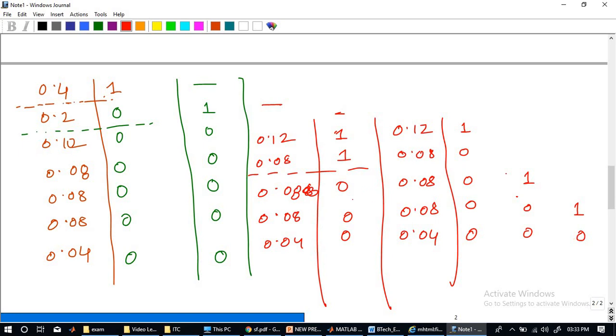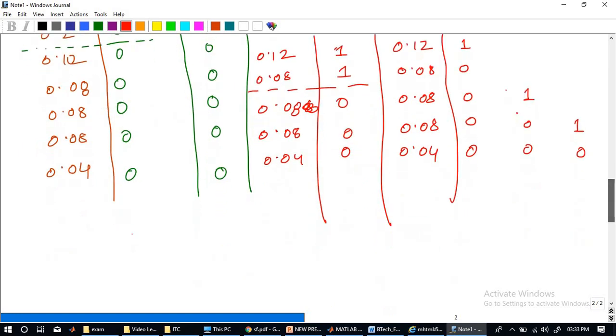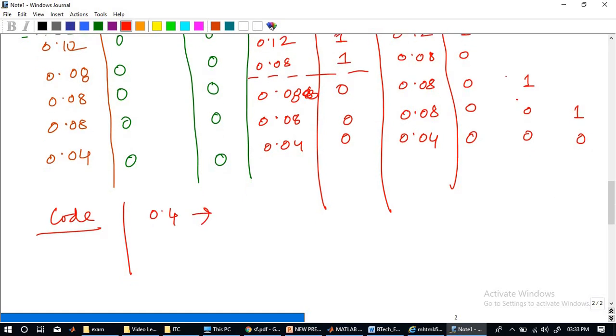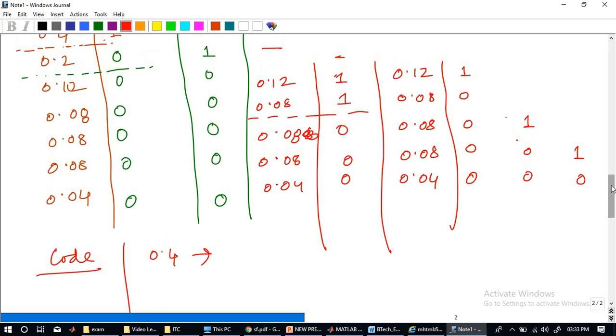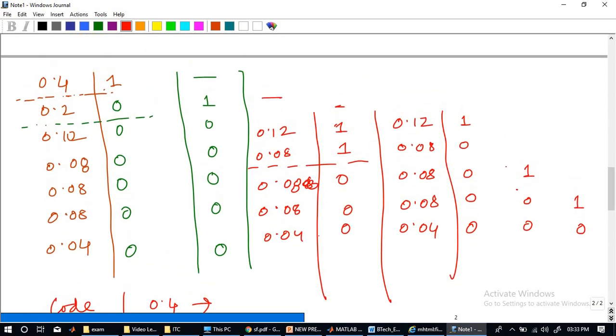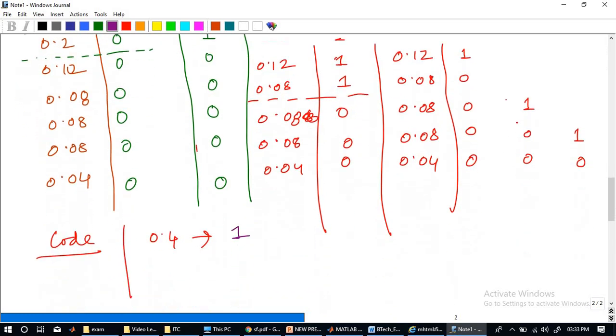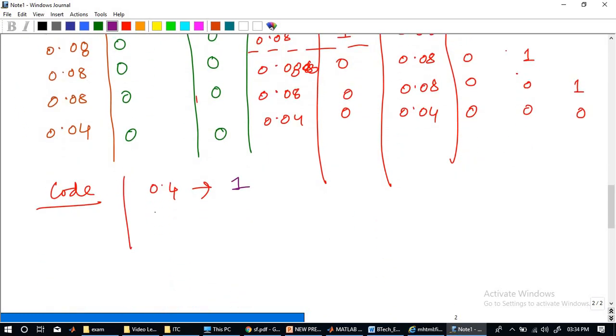Okay. So if I divide it this way, the codes will be as follows. For 0.4, what are we getting? We have considered it to be 1, and it comes out to be 1. Okay, for 0.2, 011, 01. Okay, because the partition is different.